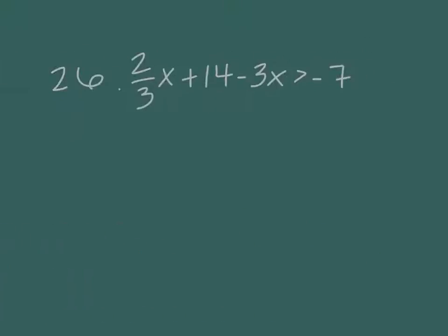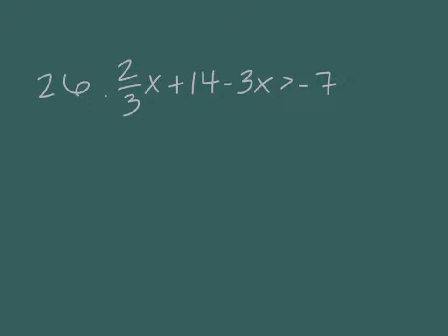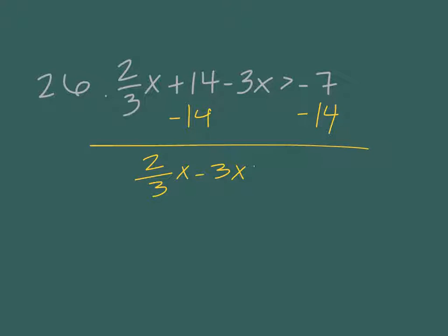The last example we're going to look at is number 26 from the homework set. Okay. It says 2/3 x plus 14 minus 3x is greater than negative 7. So the first thing I'm going to do is I'm going to combine like terms by subtracting the 14 from both sides of the inequality. So I get 2/3 x minus 3x is greater than negative 21.